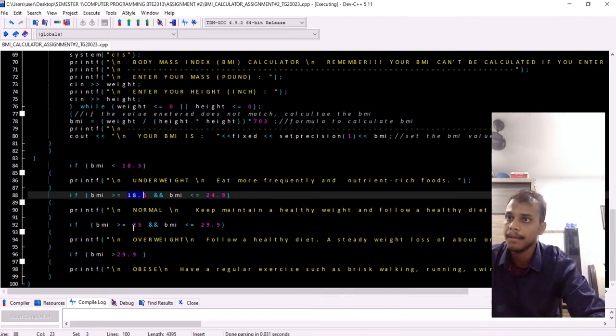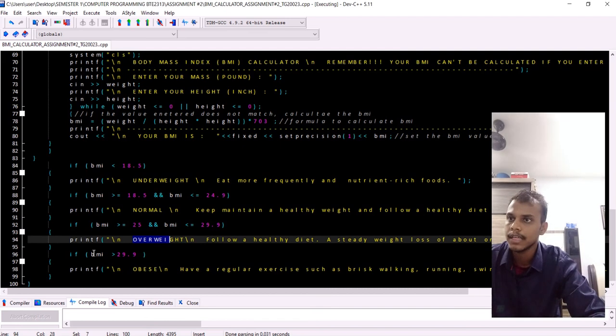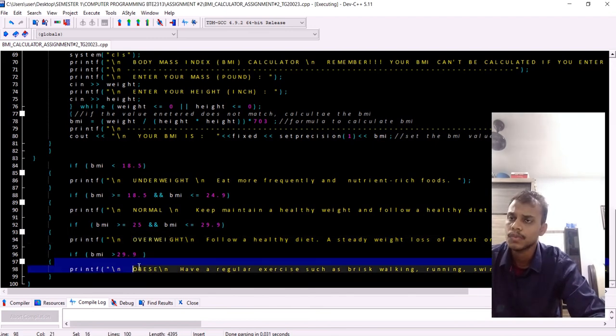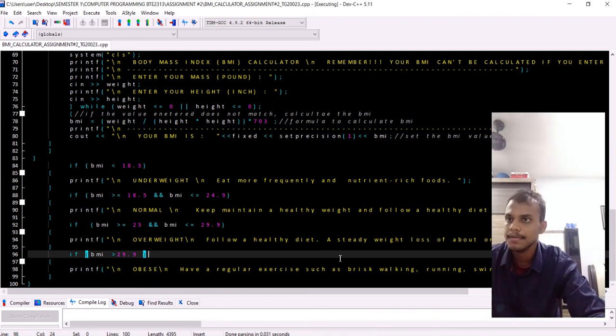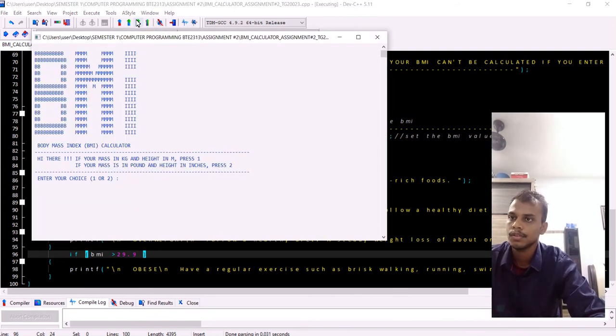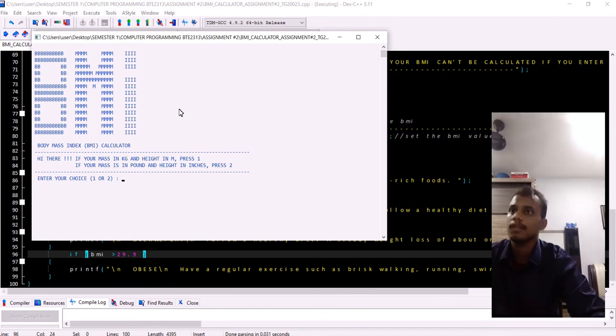But if the BMI is between 18.5 and 24.9, it shows normal. If the BMI is between 25 and 29.9, it shows overweight. And if the BMI is above 29.9, which is 30 and above, it displays obese. So that's the code for this program. Let's try running it.